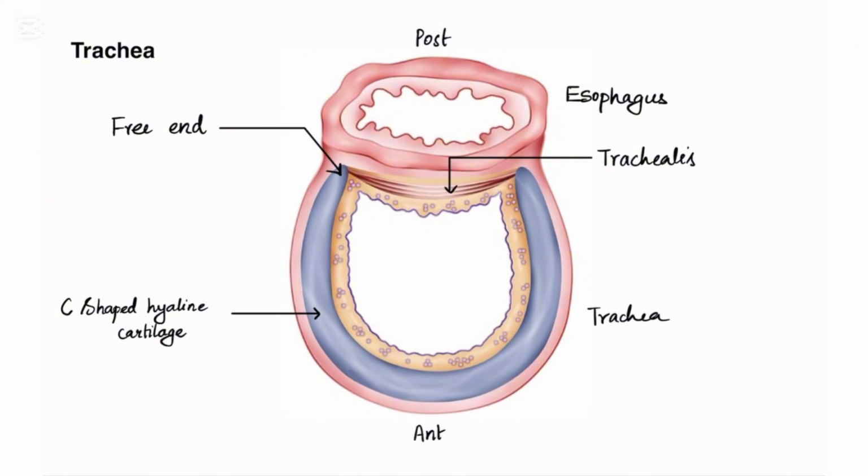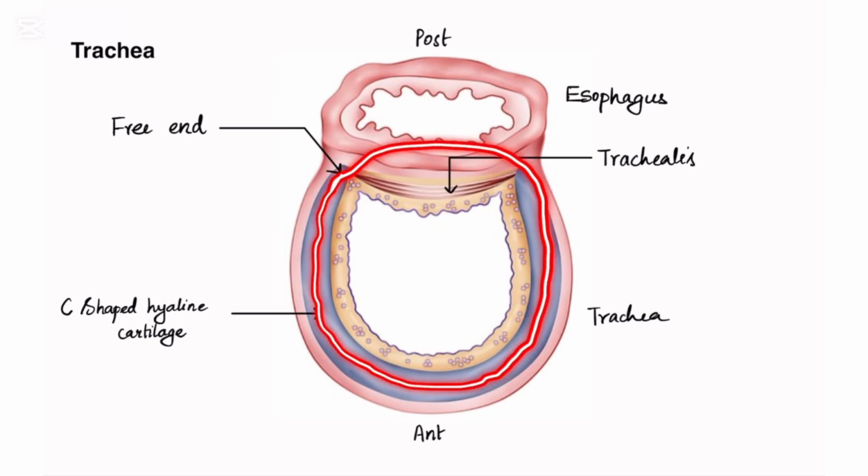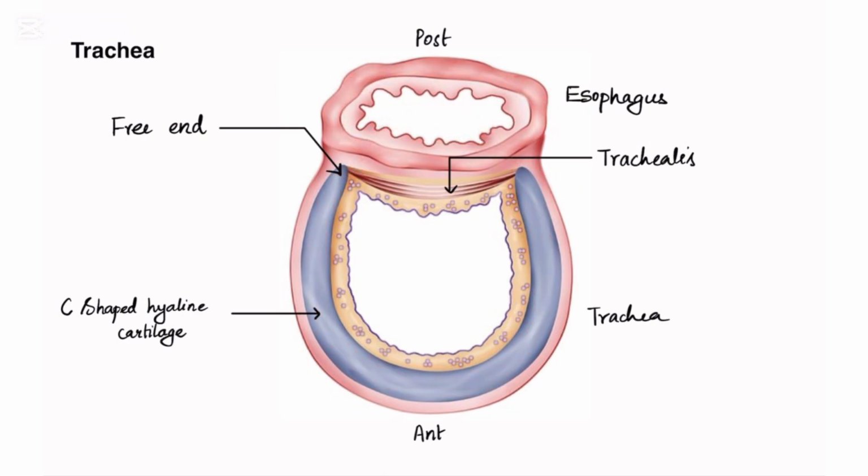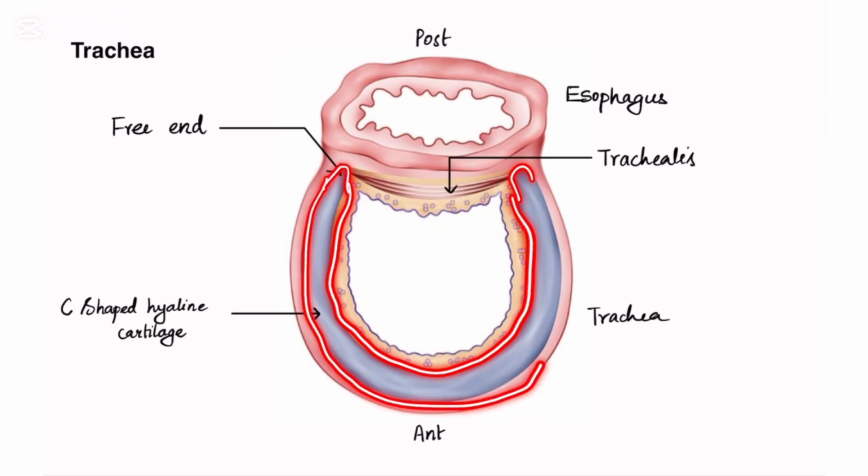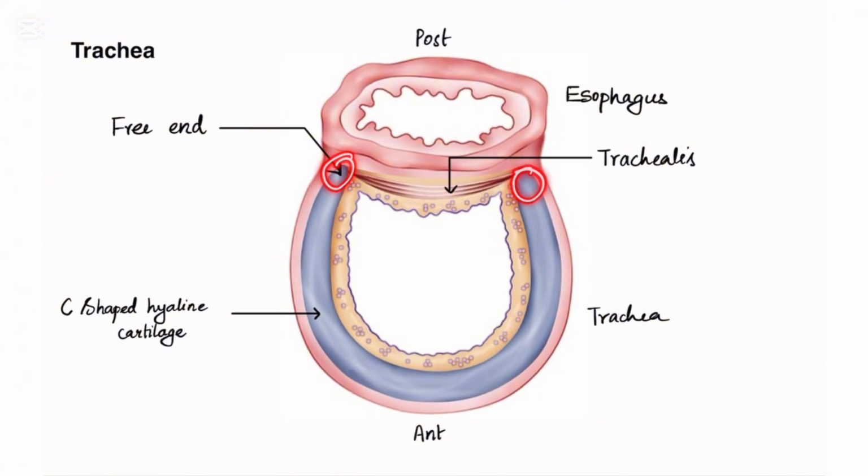And the trachea contains the C-shaped hyaline cartilage. Now the reason why this hyaline cartilage is C-shaped and not a circle is because if the cartilage were a circle, it would have obstructed the esophagus. That is why posteriorly we have free ends of this C-shaped hyaline cartilage. We have the two free ends. These two free ends are connected with one another with the help of smooth muscle called trachealis.